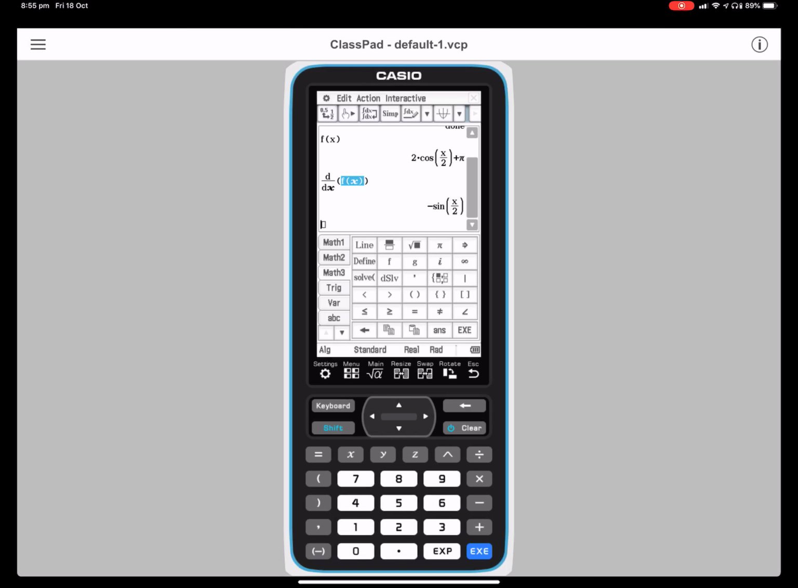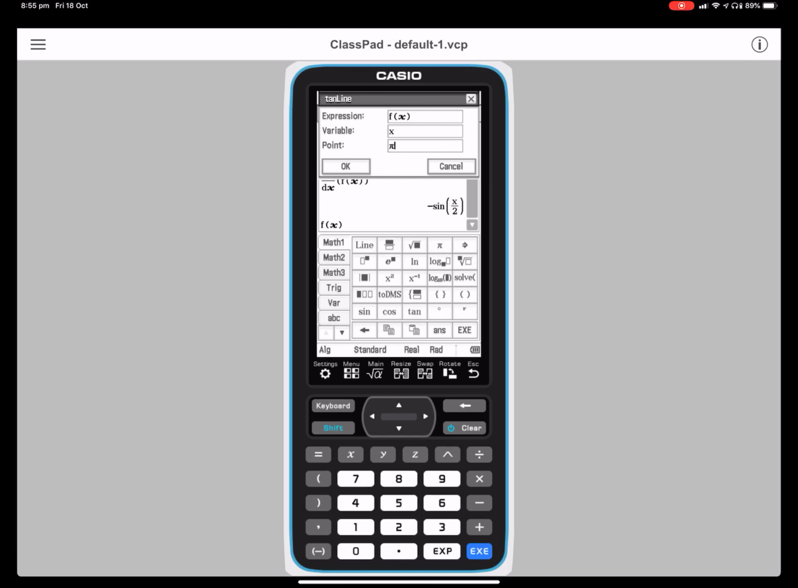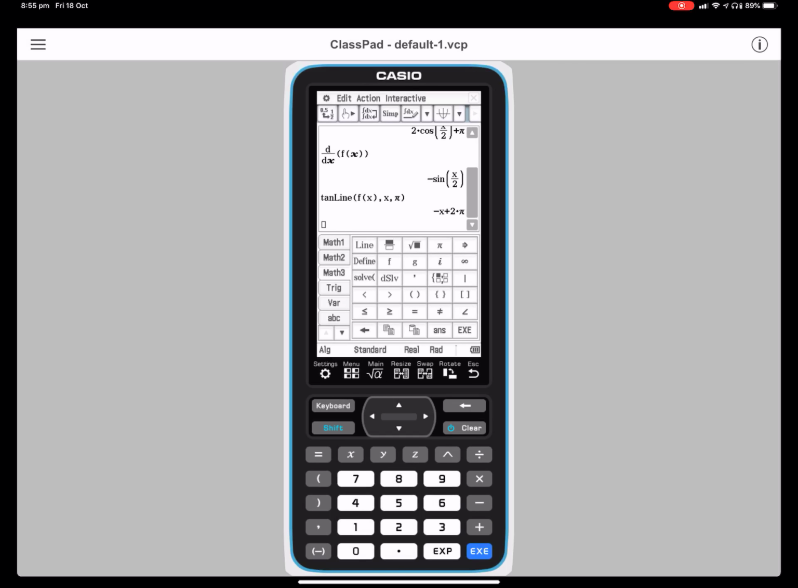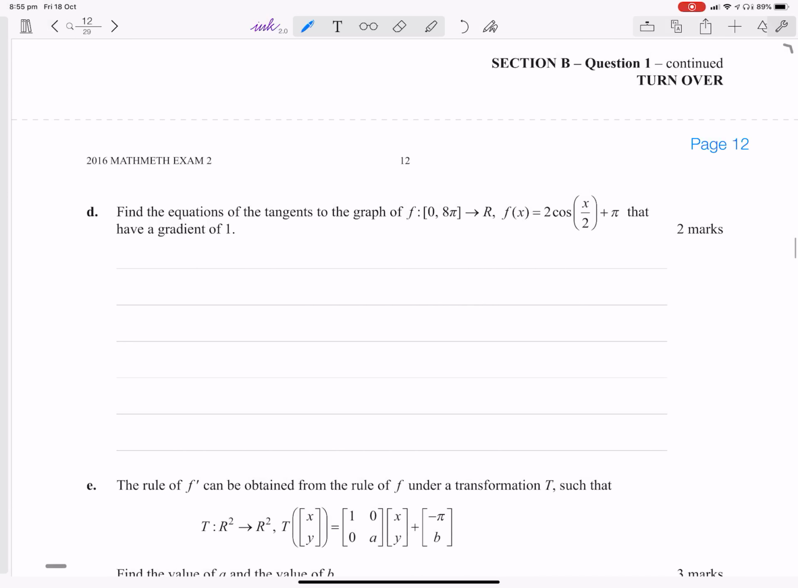Find the equation of the tangent to the graph of f at pi. So interactive calculation, tan line at the point pi: negative x plus 2 pi. It's worth 1 mark, so you just have to give the answer.